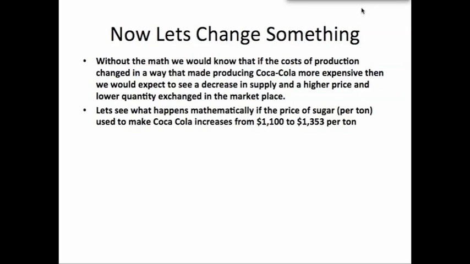So if we think about increasing the price of sugar from $1,100 a ton to $13.53 per ton, what's going to happen? Well, in words, we know that that is going to cause a reduction in supply, and because of the reduction in supply we would expect to see an increase in the price of Coca-Cola and a decrease in the quantity of Coca-Cola sold. Let's see if we can track that down mathematically.